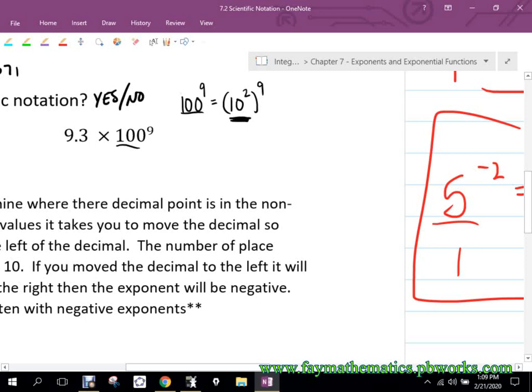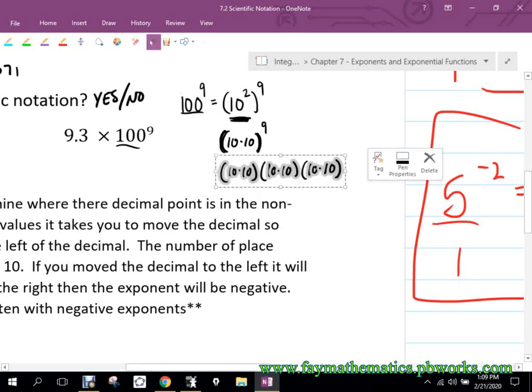Let's work at this first. What's 10 squared mean? It means 100. But before you multiply it out, it means 10 times 10, right? So let's do this. 10 times 10 raised to the ninth. Well, if I've got something in parentheses raised to the ninth, doesn't that 9 mean that I've got that 10 times 10 written out 9 times? Okay, so let's do that. That's going to be a pain for me to write, but it means 10 times 10. There's 1 time. There's 2 times. There's 3 times. I'm going to cheat.